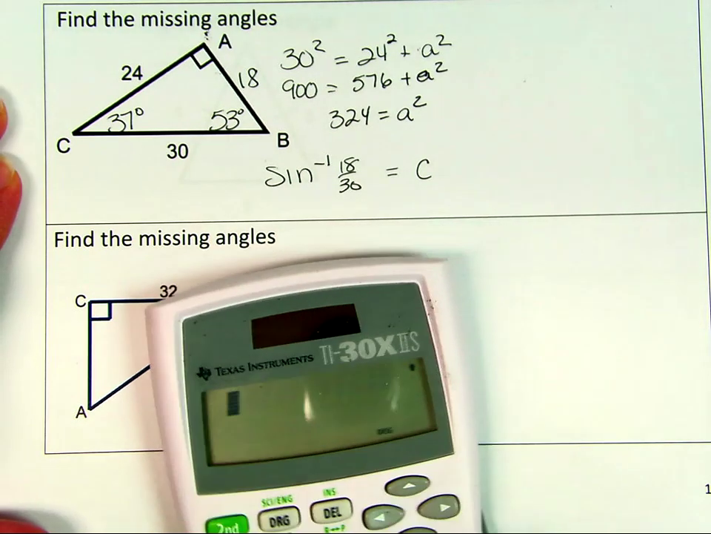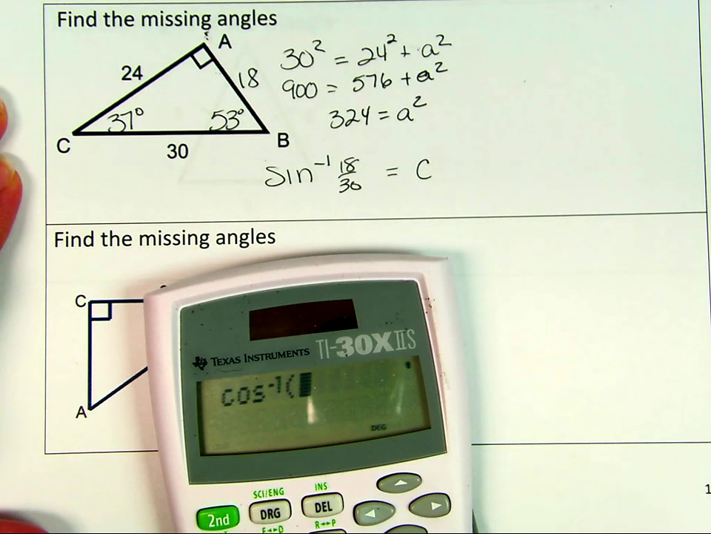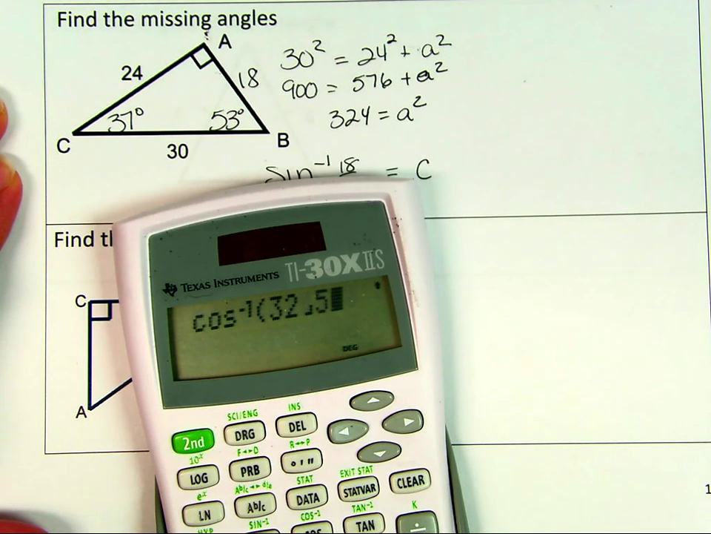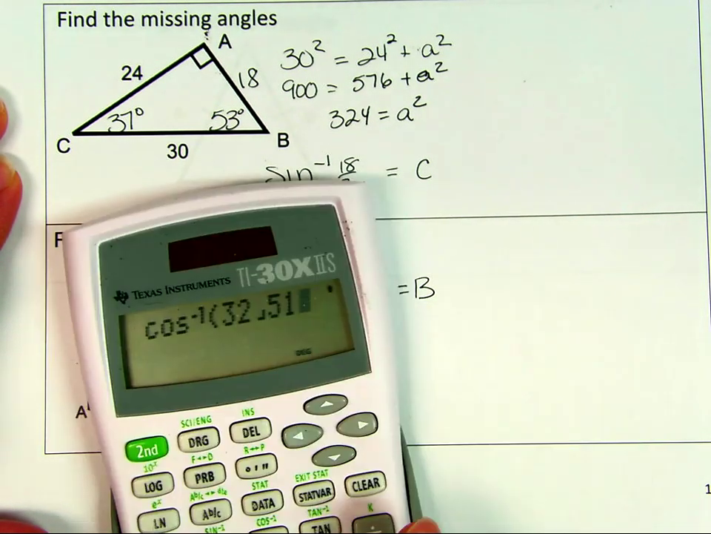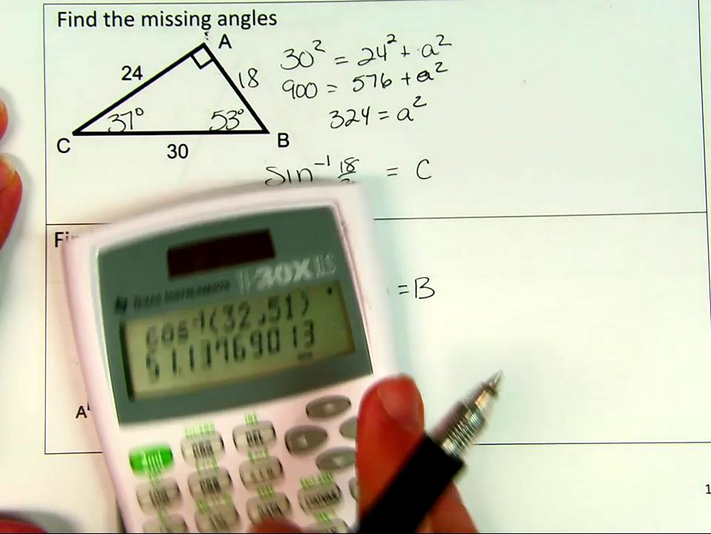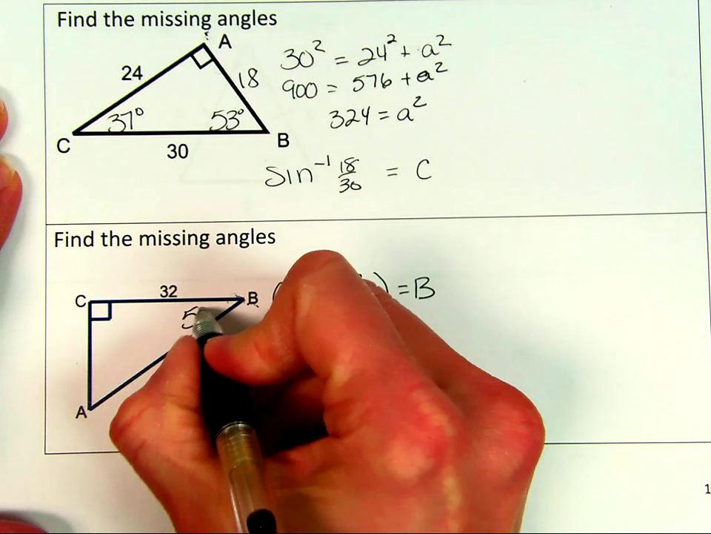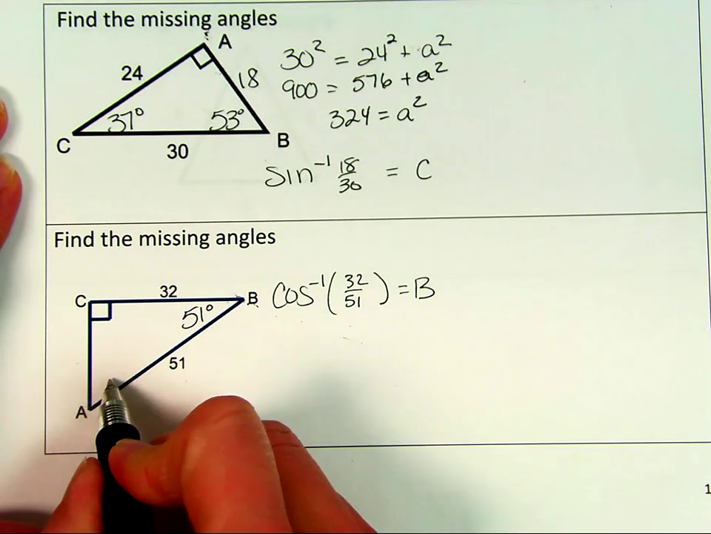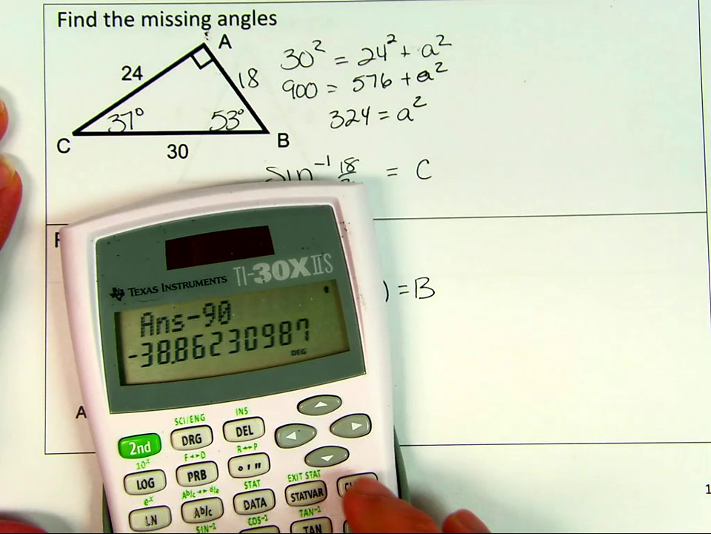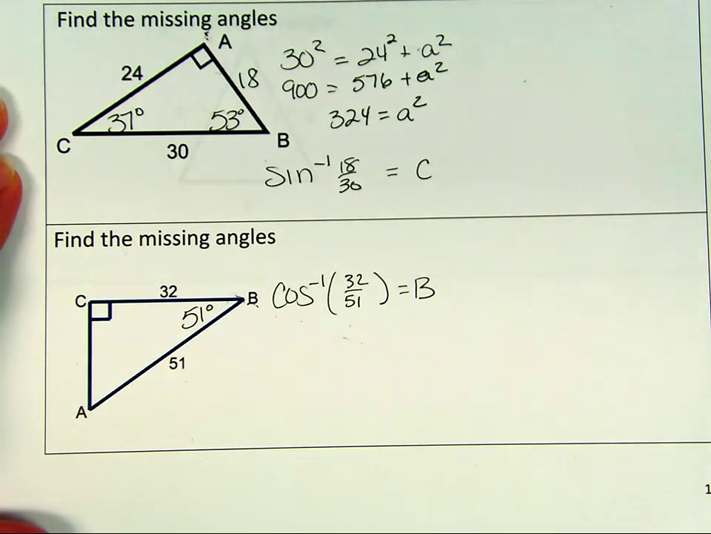So I get my calculator out. I say cosine inverse, that's 32 over 51, just double checking. And it's going to tell me what b is. If I'm rounding to the nearest degree, then I know that's 51 degrees. So I've got 51 degrees, and then what would this one be? Well, all you have to do is take away 90, and it's 39 if I round it up.